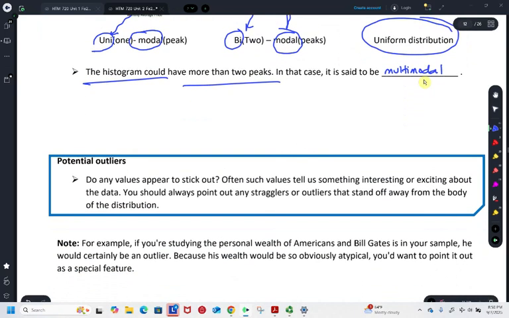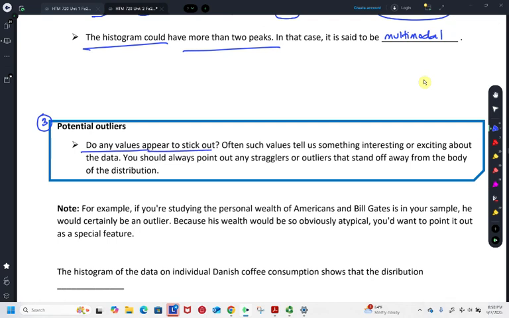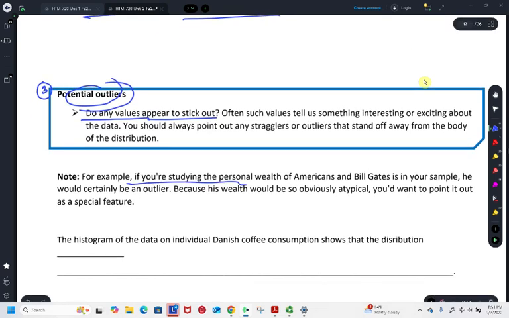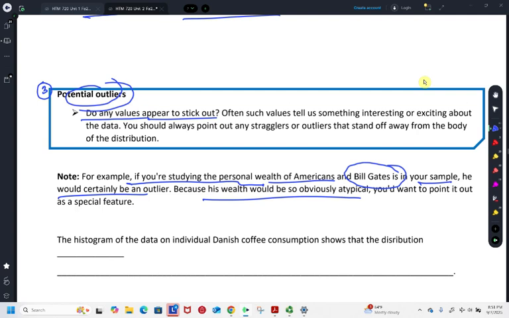Another characteristic of data that we see from a histogram is the presence of potential outliers. If we have any values that appear to stick out or stand out from all other data values, they might be potential outliers. For instance, if you take data on the personal wealth of Americans, and Bill Gates was one of the observational units in your sample, then it would certainly be an outlier. Because his wealth would be so atypical, you might want to point out whether this is a special feature or an error.